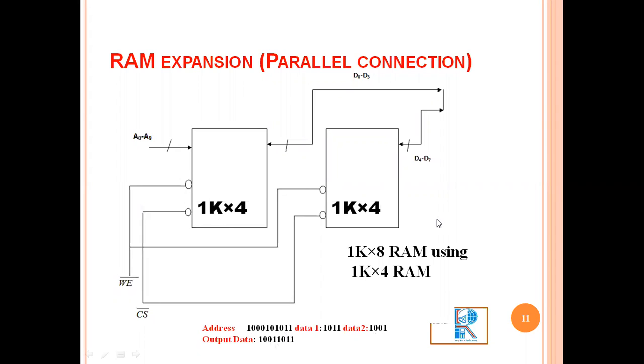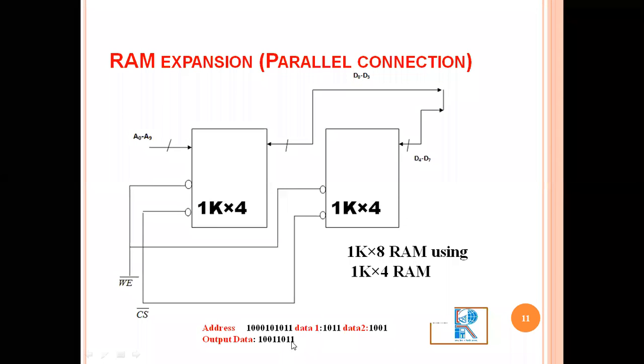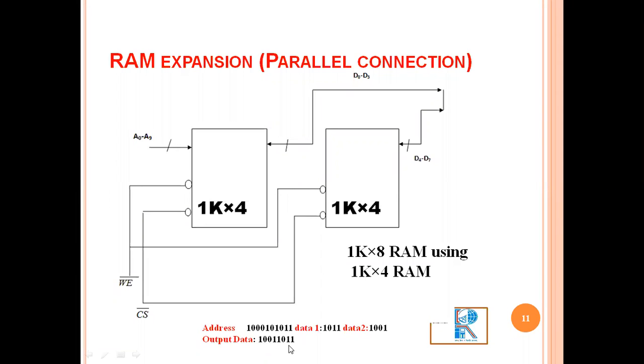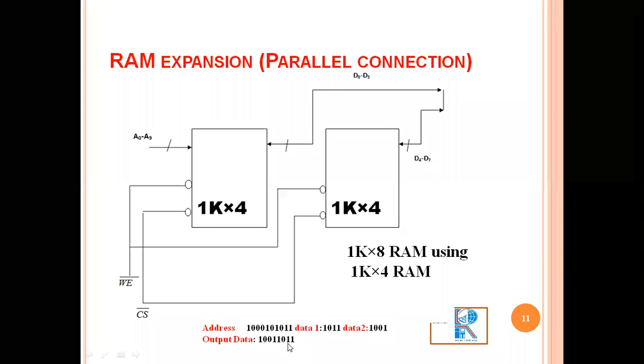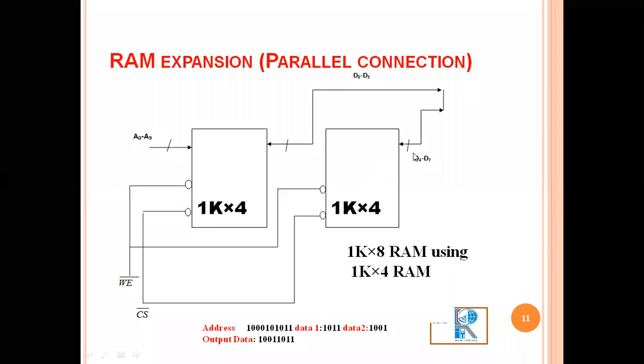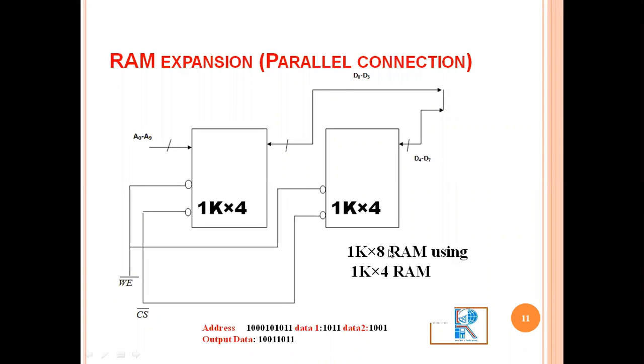So the output data will be 1001 for D4 to D7, and 1011 for D0 to D3. So this is 8-bit data. If you give this address, you will get this output. Why are you getting this data? Because you have connected two RAMs while increasing the width of the data. That means you are using two 4-bit RAMs and you are getting the data as 8 bits. Clear? So this is called a parallel connection.